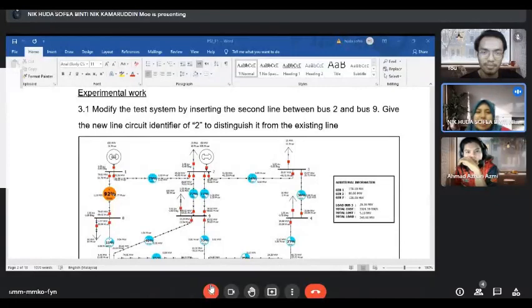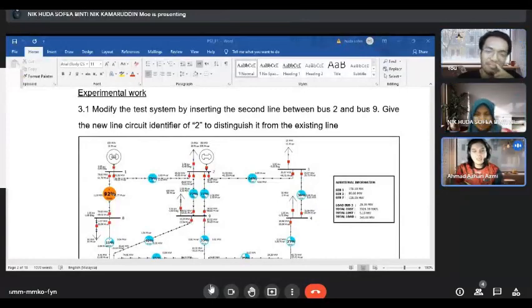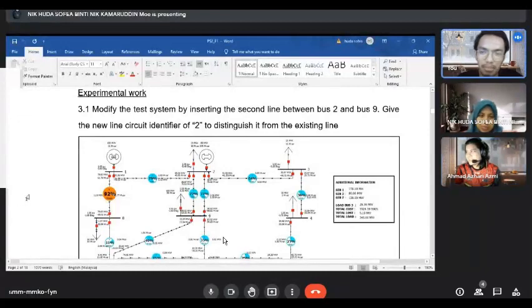We are going to present our lab report, which is PS2. My name is Nabilah binti Ahamad Yani. My name is Akmal Rasman. My name is Azhari bin Azmi. And today I will talk about experimental work for 3.1.